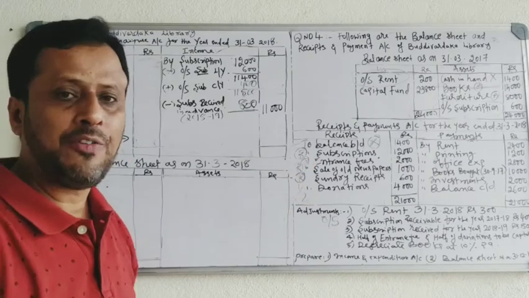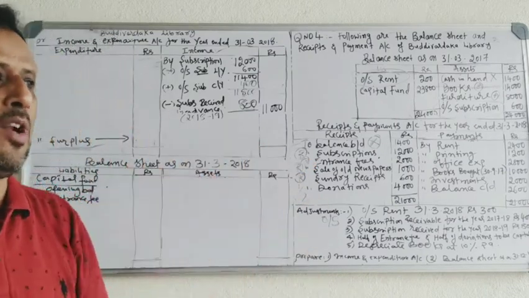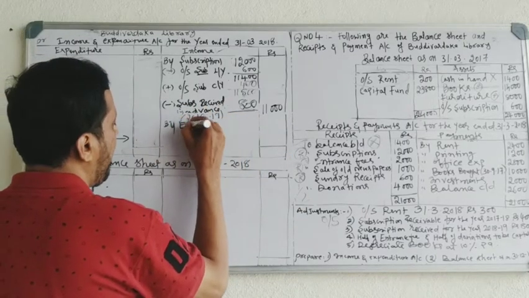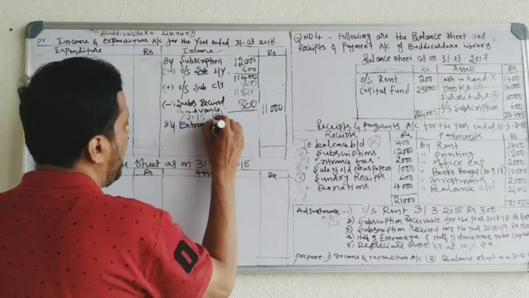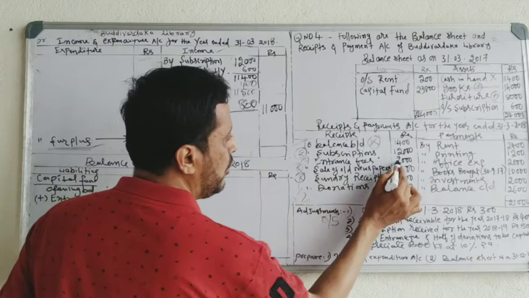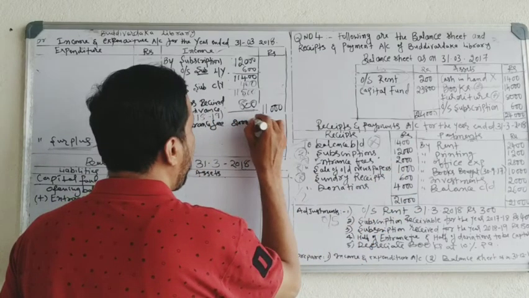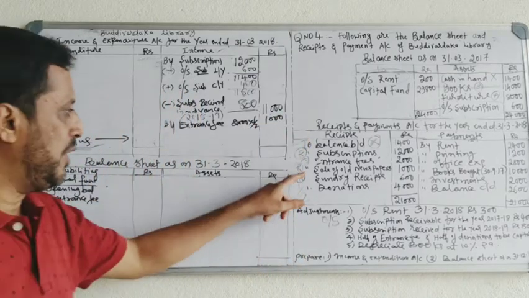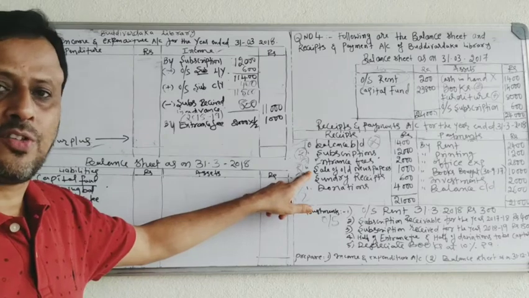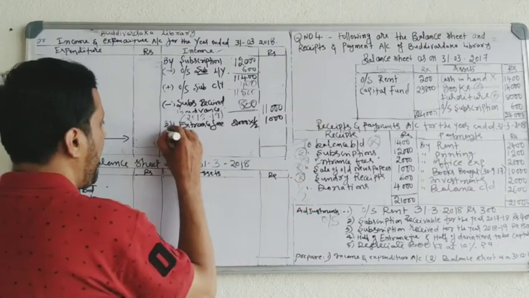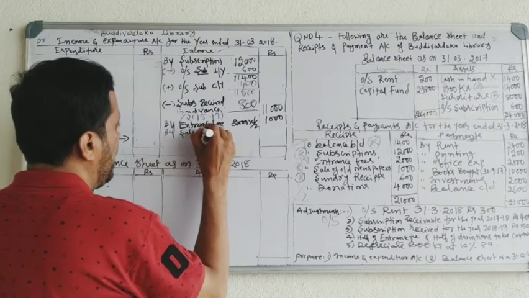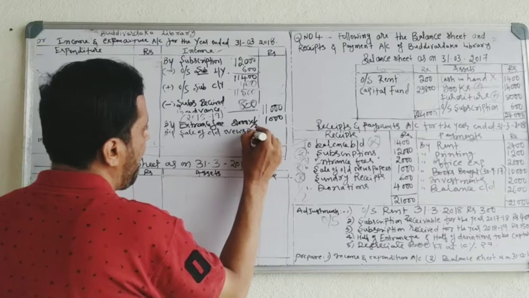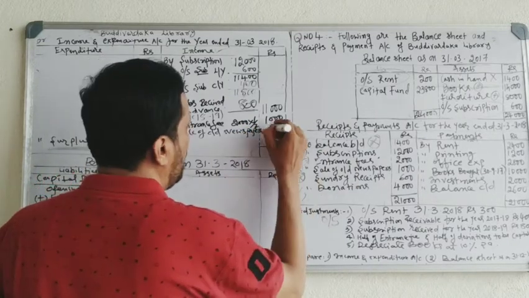Entrance fee. Half entrance fee is revenue, half entrance fee is capital receipt. So half entrance fee we have to take. Entrance fee, half of this 2,000, so 1,000. So revenue. Next, sale of old newspaper. It is also revenue receipt. Take sale of old newspapers, 1,000.